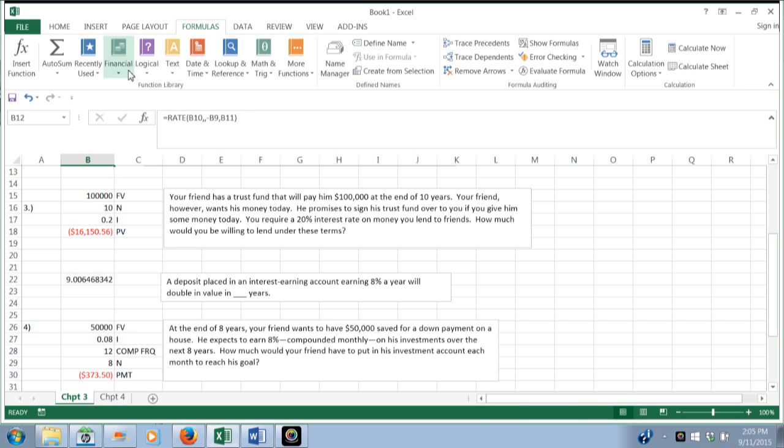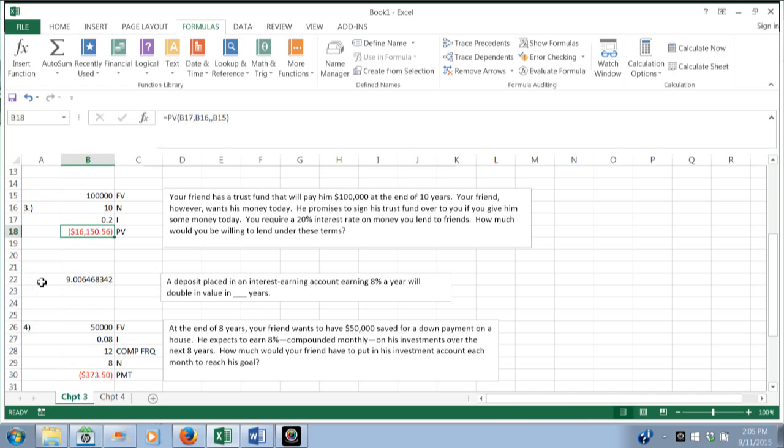So if you go to financial formulas again and plug in the information, you will get this amount here, $6,150.56. And the reason it's shown in red or negative is because that's how much you would loan him, because that will equate to $100,000 in 10 years.